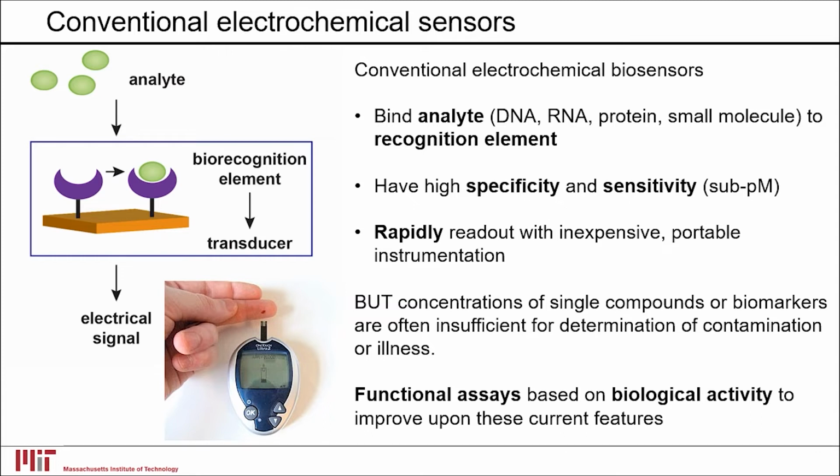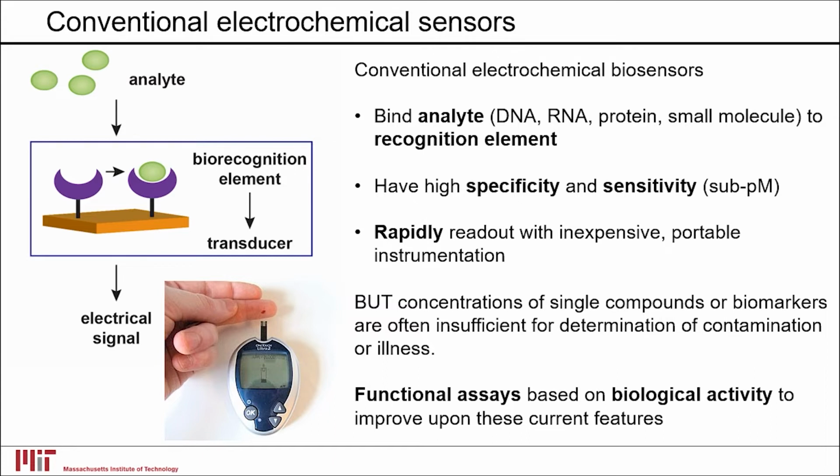In a conventional sensor, you have a target or an analyte molecule. It binds to a biorecognition element, such as an antibody or a DNA aptamer on an electrode surface. And this binding event changes the surface properties, allowing us to transduce a signal and convert it into an electrochemical signal. These sensors have very high specificity and sensitivity. They can even go sub-picomolar, and they allow for very rapid readout with inexpensive and portable instrumentation.